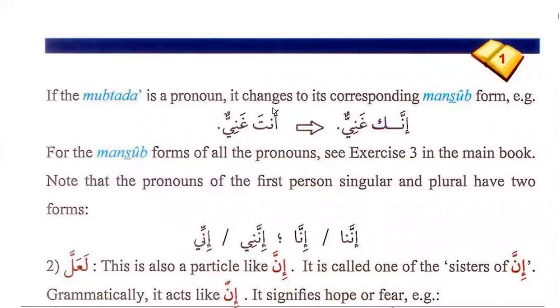So you know, if you remember, we studied this, that ana, anta, anti, huwa, hiya are marfu. Ka, ki, ni, na, all these are mansub forms. Do you remember?